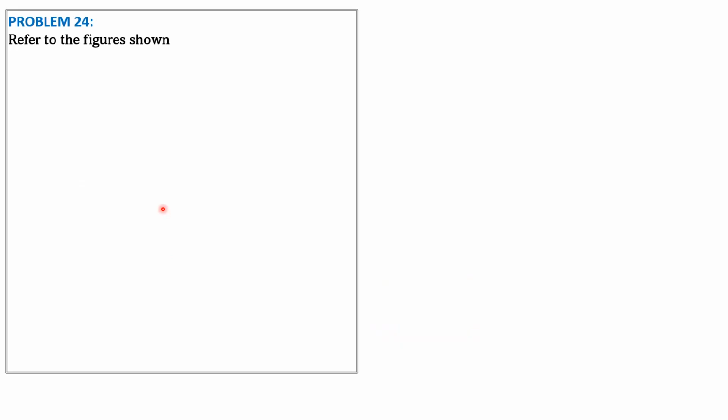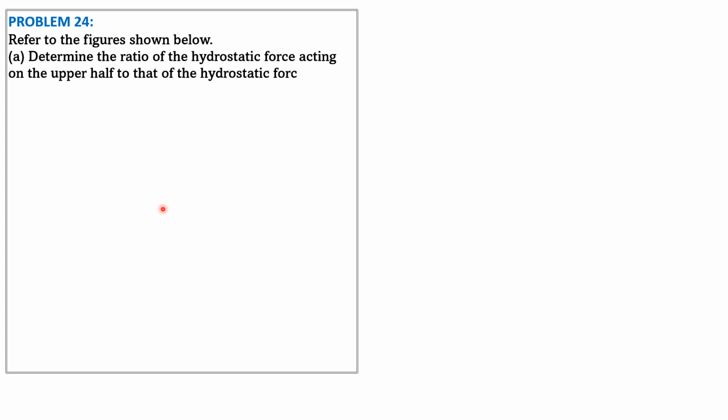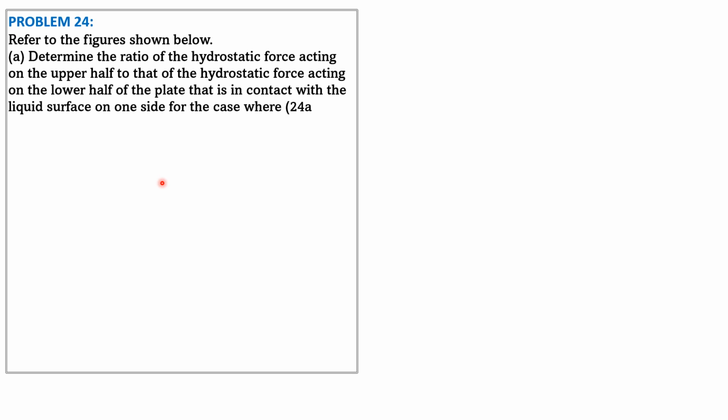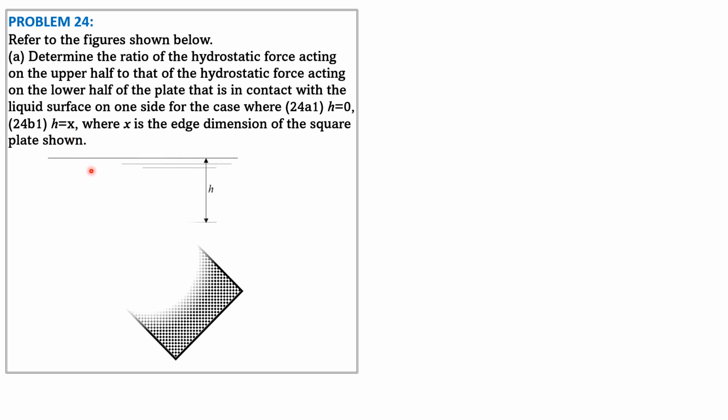Problem 24, refer to the figures shown below. Part A, determine the ratio of the hydrostatic force acting on the upper half to that of the hydrostatic force acting on the lower half of the plate that is in contact with the liquid surface on one side, for the case where, in 24A1, H is 0, and in 24B1, H is X, where X is the edge dimension of the square plate shown. So here is the square plate, and the assumption is the plate is in contact with just one liquid, on one side.